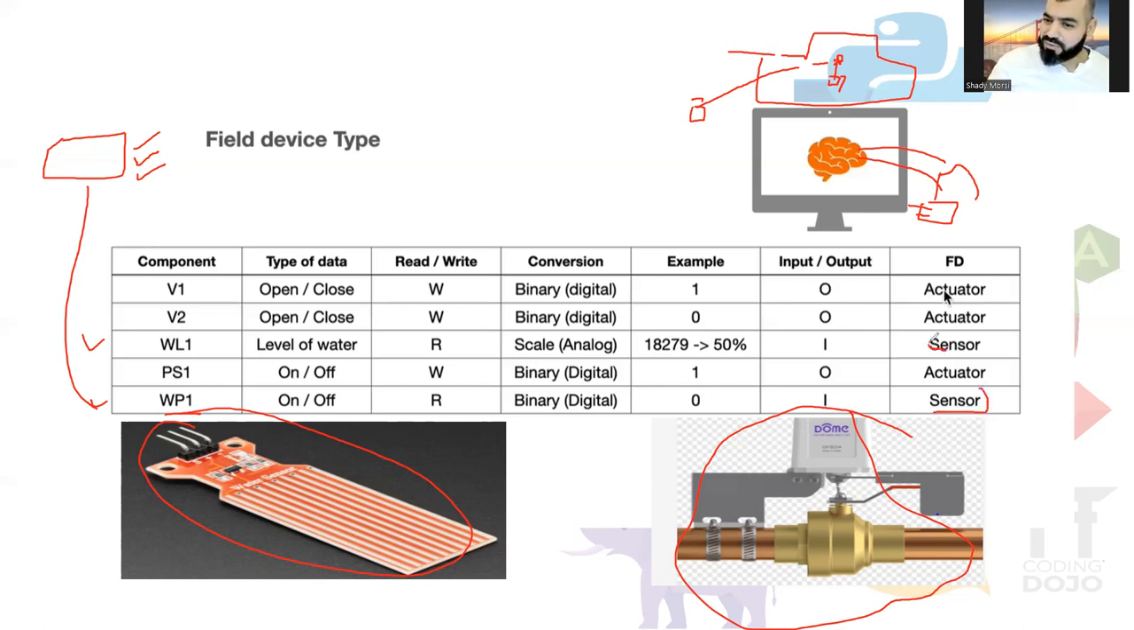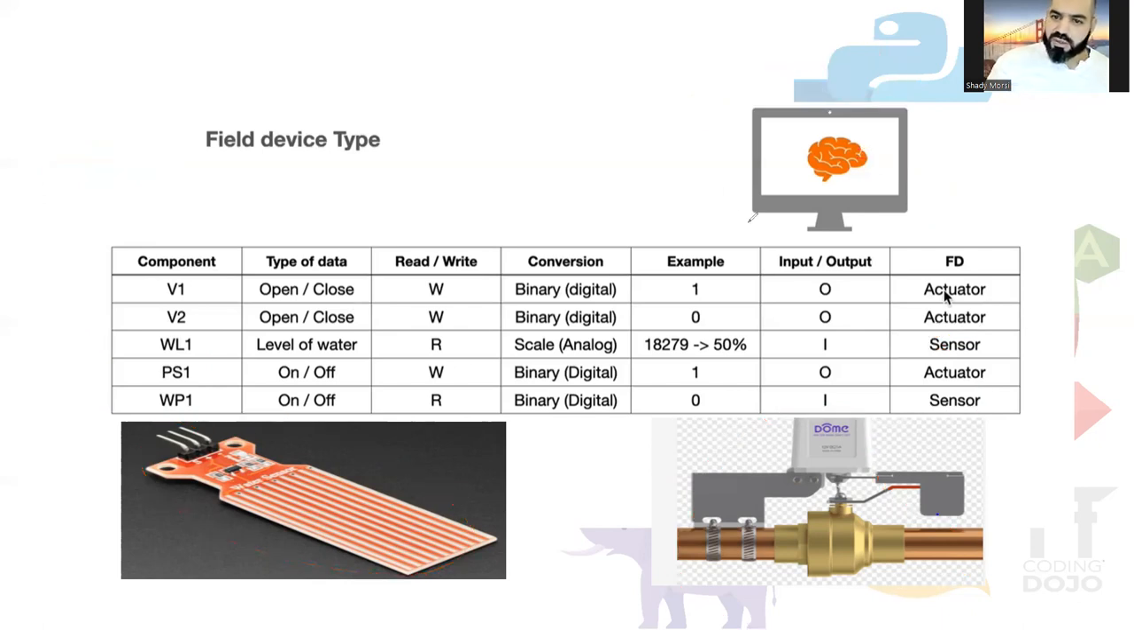So we understand why we have two sensors, one for the water and one for checking the status of the pump. So far, so good, guys? Yeah, so far, so good. Okay, now I have all the components.